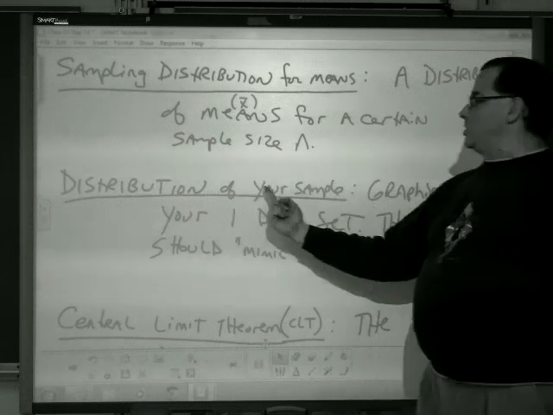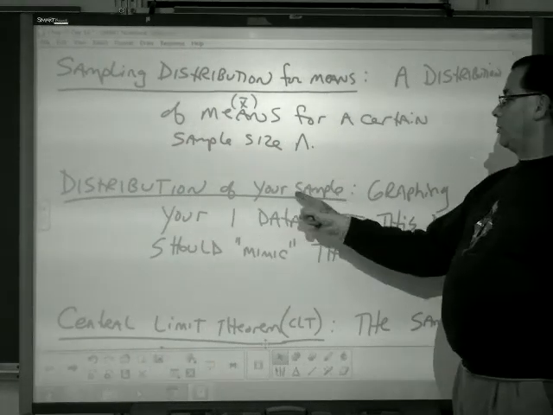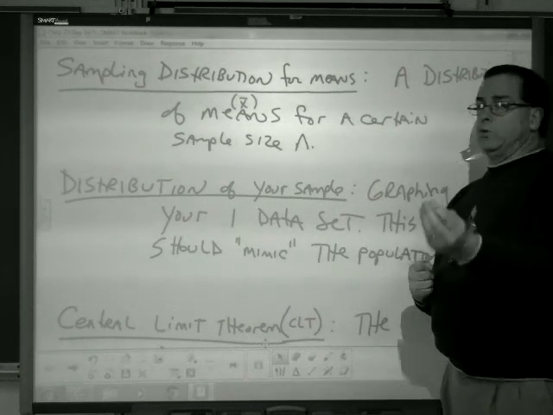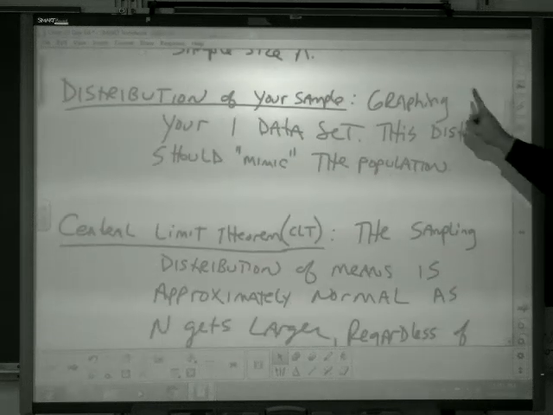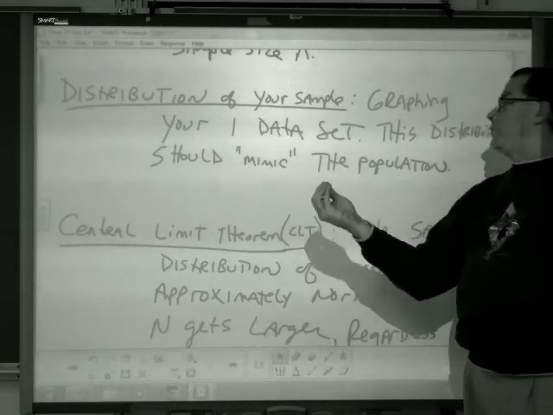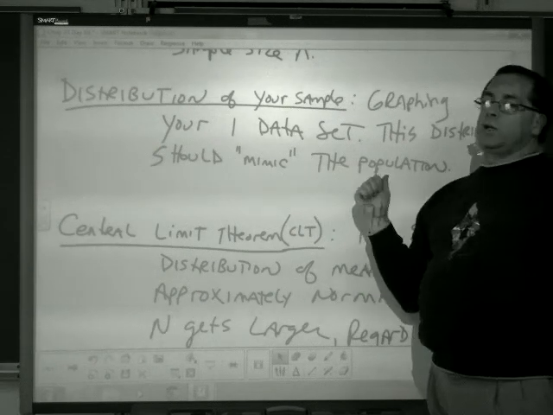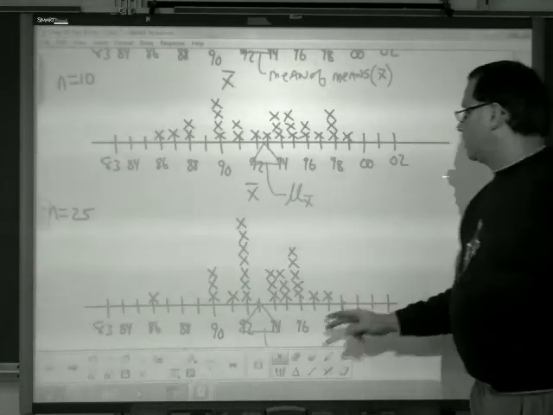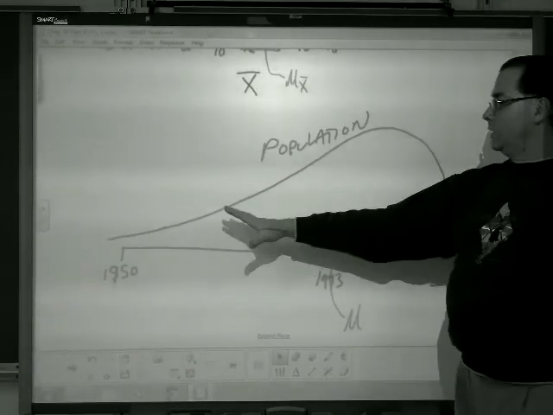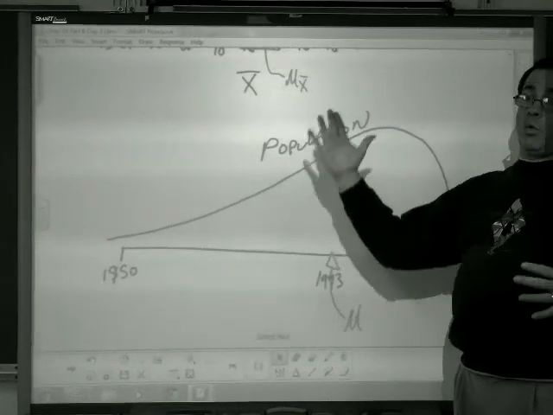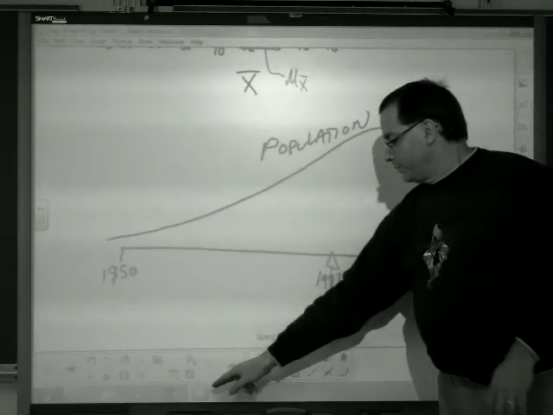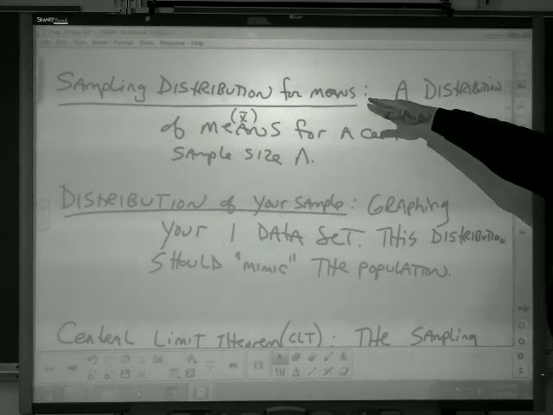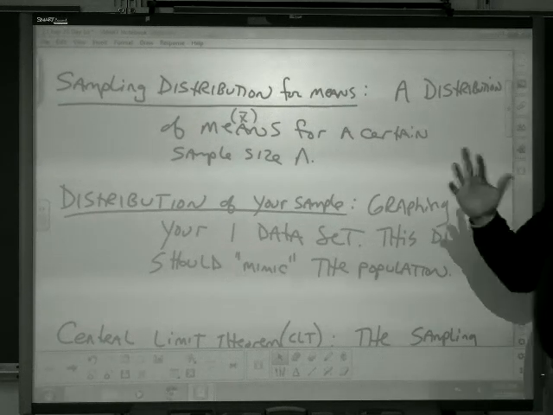Now, sometimes they talk about a distribution of your sample. That's taking your 25 pennies and graphing it just for you. What would that look like? Well, what's really important to remember is graphing your one data set, your 25 pennies, the distribution should mimic the population. If you took your graph, it should be a small version of this. This would be like your 25 pennies. You have more from recent years and less from earlier years. So vocabulary-wise, sometimes they'll talk about a distribution of means or a distribution of your sample. You need to know the difference between the two.